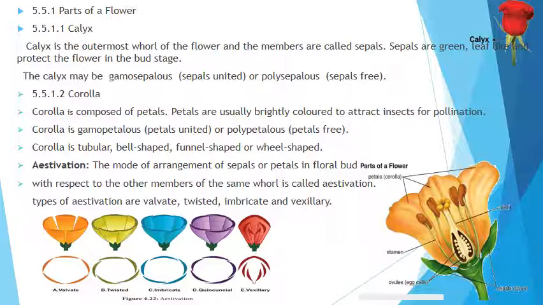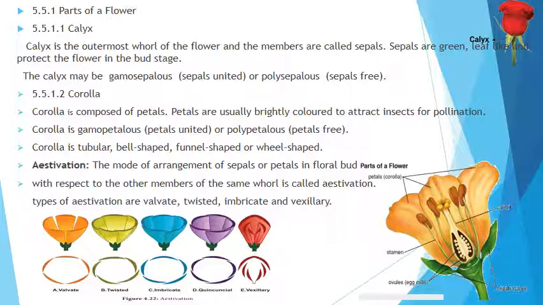Then corolla is also gamopetalous, that means the petals are united with each other, or polypetalous, meaning the petals are free. Corolla can be tubular, bell shaped, funnel shaped or wheel shaped. Different shapes you will find.